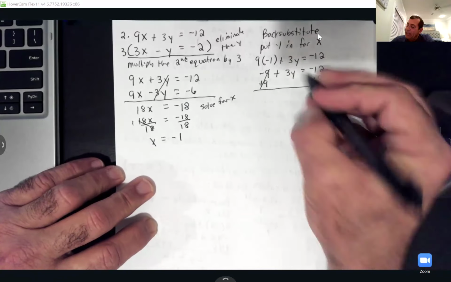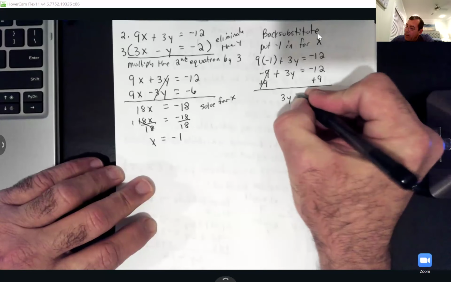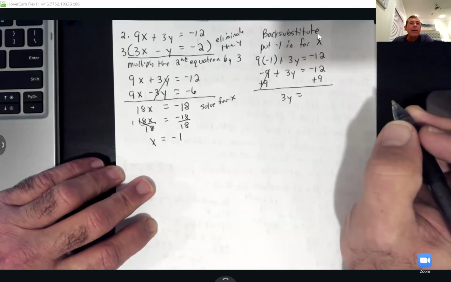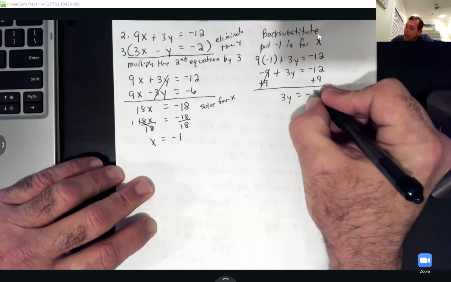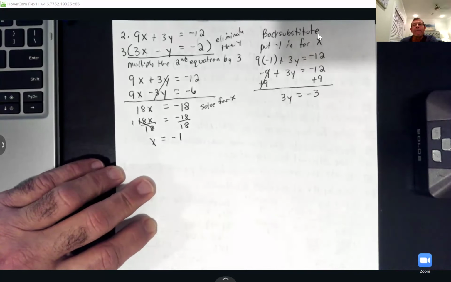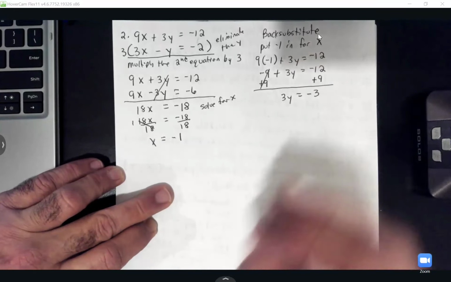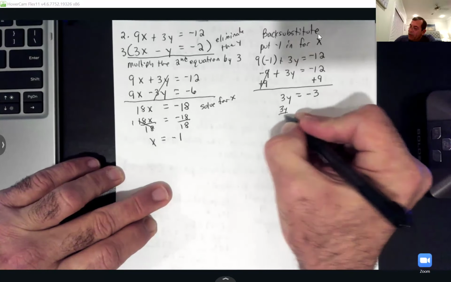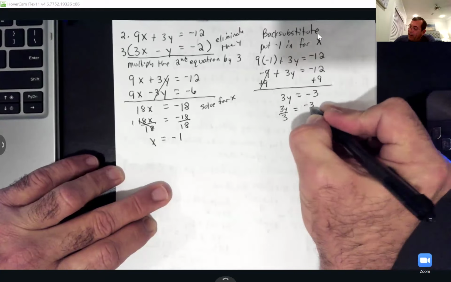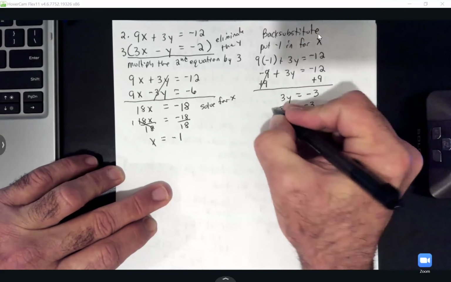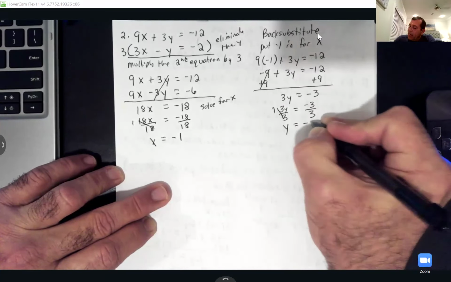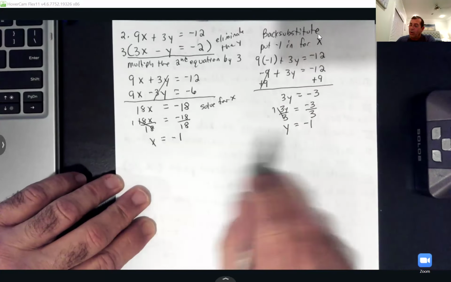So those are going to cancel, and we got 3y. And y'all, what's that? Negative 12 and 9 is a negative 3. Yeah, correct. And then we're going to divide those by 3. Negative 1. So yeah, 1y equals negative 1. So both of mine were negative 1 on that.